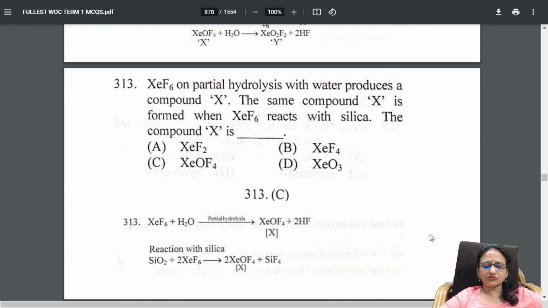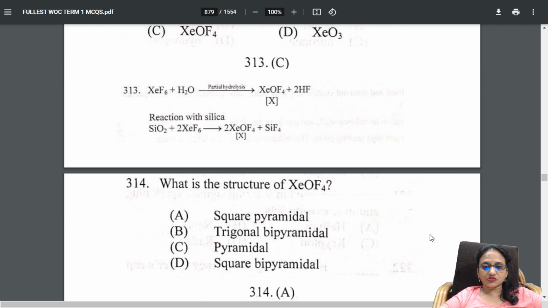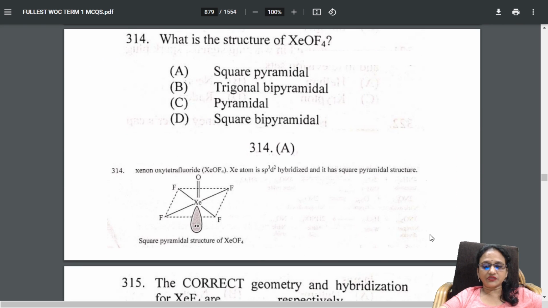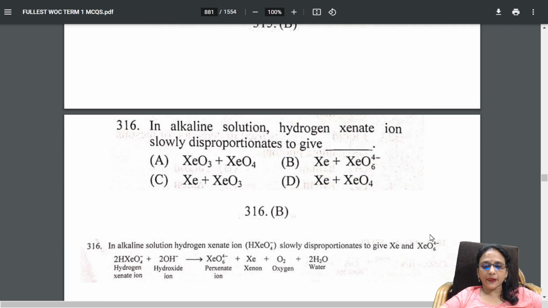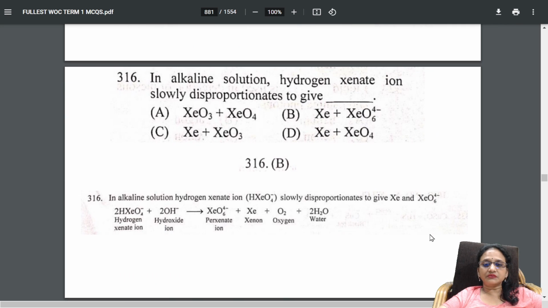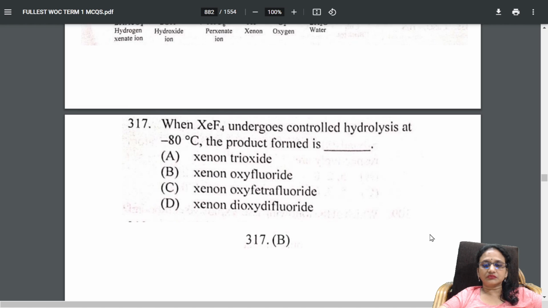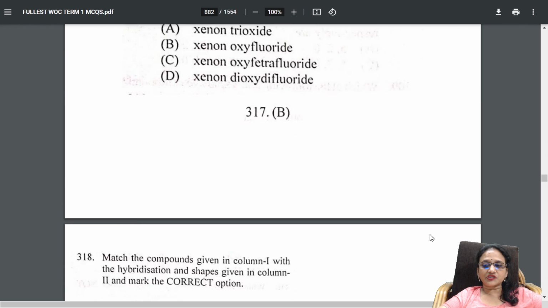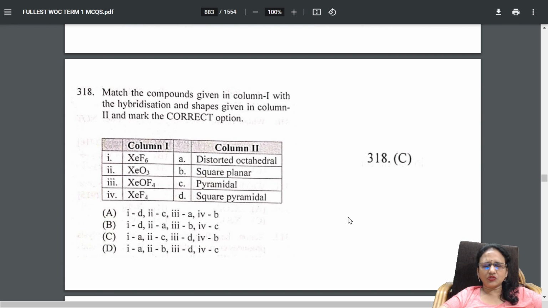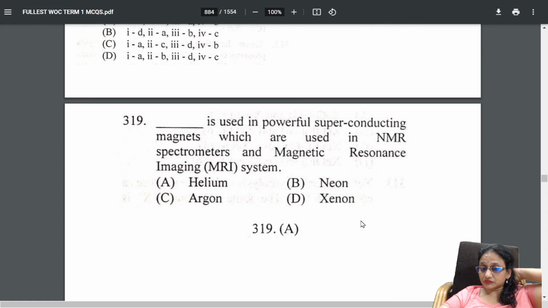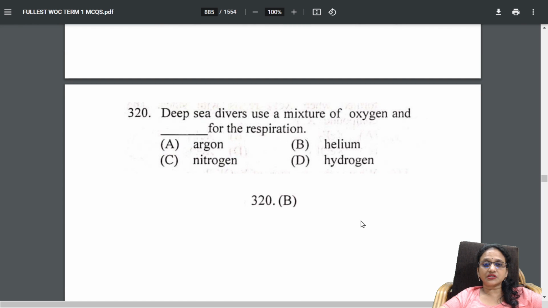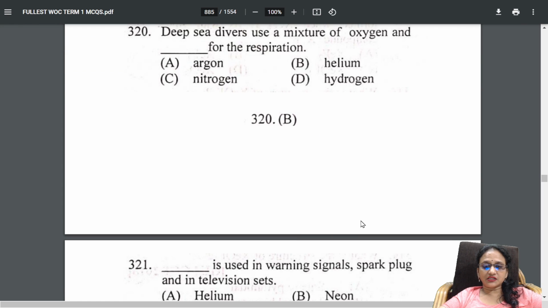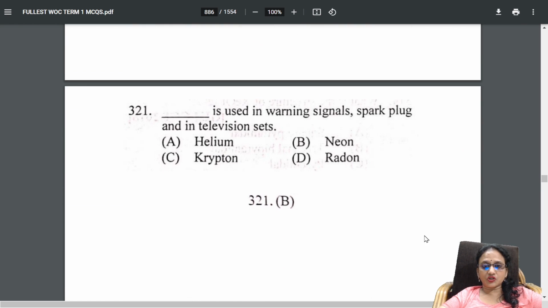All right. So answers are also given. Options are also given. Structures are also given. Hybridizations are also given. What are the products formed is given. Hydrolysis products is given. And all the structures are given in the form of match the following. NMR spectroscopy, which is detected uses. Deep sea divers, what do they take? What are you using for warning signals?